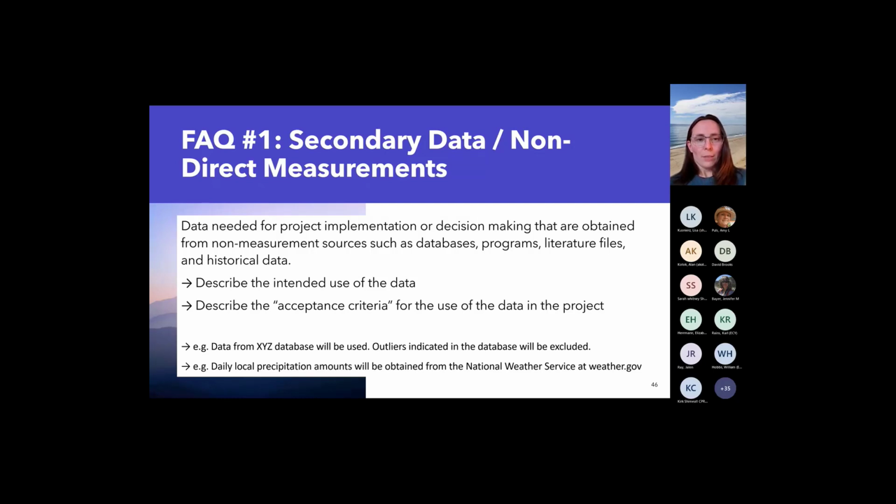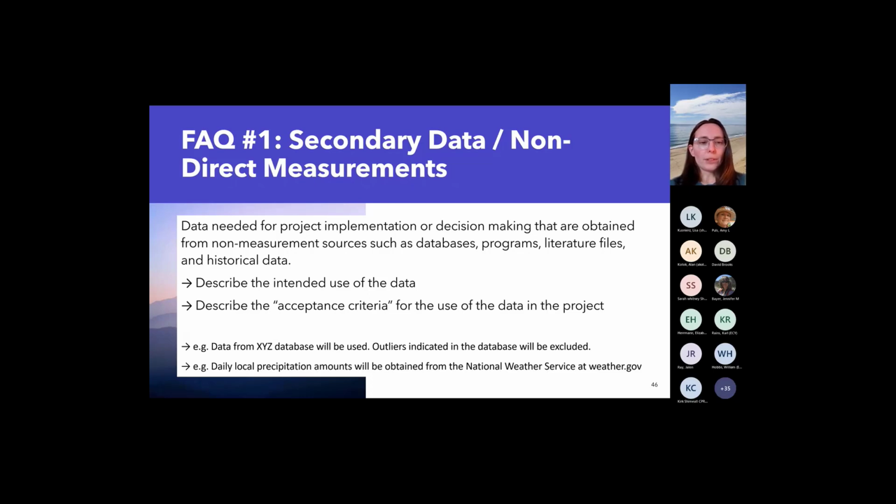Basically, that's what you would want to describe in the QA plan, in the appropriate section where it asks for the non-direct measurement information. Describe what the intended use of this data is, what the data source is, and whether there are any acceptance criteria.